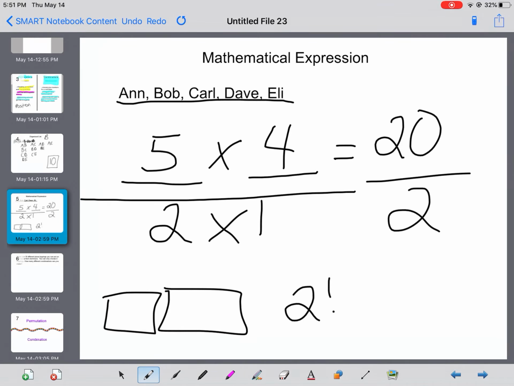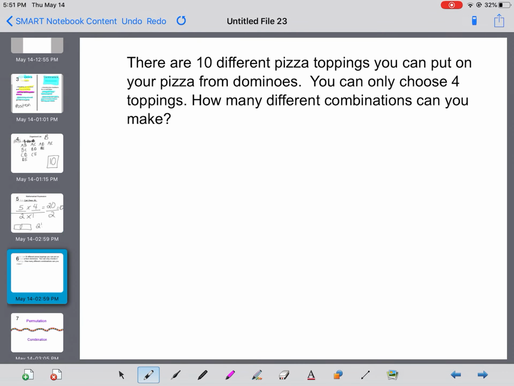So I actually get 20 divided by 2, which is basically getting rid of all my repeats. And my answer is 10. Okay, it's a little bit difficult. Let's try another one with a mathematical expression.